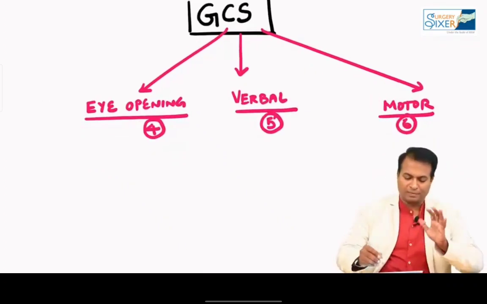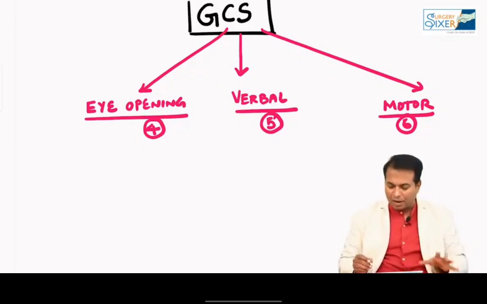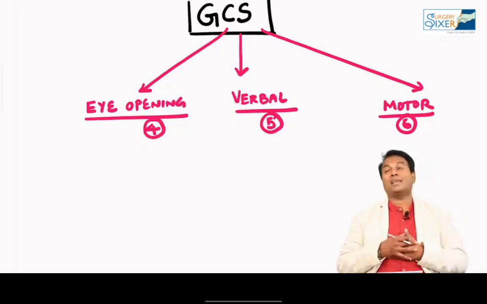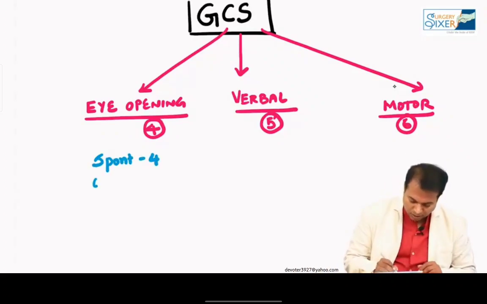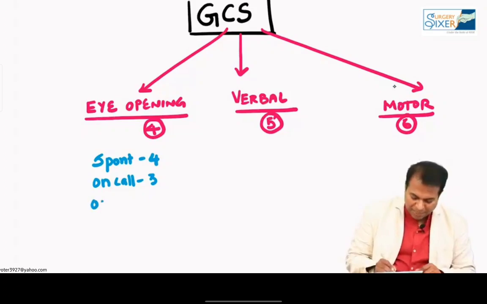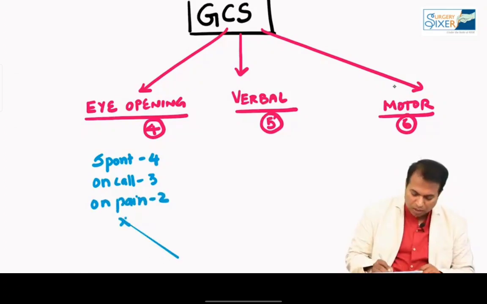So now for eye-opening, you are going to examine Ramu. You are going to see the following points. Ramu is spontaneously opening his eyes like this, without you calling him: that is 4 points. You are calling Ramu, open your eyes, and on call he is opening his eyes: that is 3. On pain stimulus, you are pinching him, then only he is opening: that is 2. Not at all opening is 1. That's all. Simple scoring system.